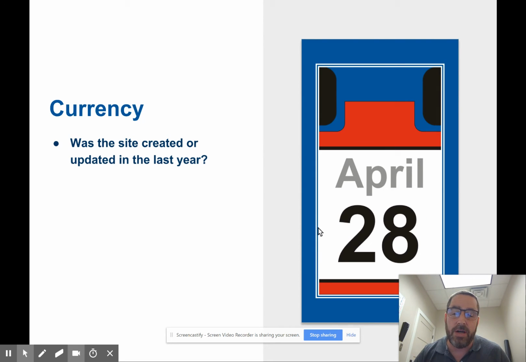And last, currency. This is a big one. Currency has to do with when it was either created or updated. So kind of look at it, was it created or updated in the last year? You can usually find this at the very, very, very bottom of the page. But don't be confused with postings. So if there's a blog post on it that is automatically updated, that doesn't mean that original site was updated in the last year.